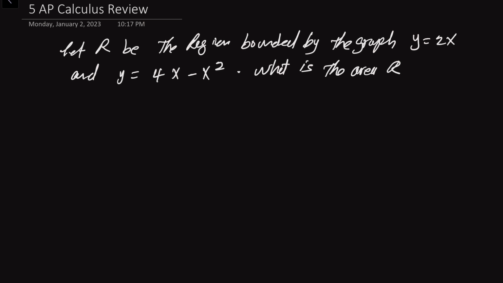y equals 2x and y equals 4x minus x squared. So this is a linear function and this is a quadratic, a parabola. Okay, so let's just get an idea of how this graph looks like. If we try to graph this, the first one, y equals 2x. All right, so when y is 0, x is 0.